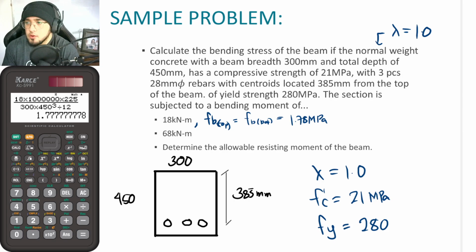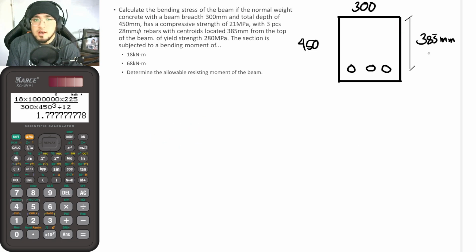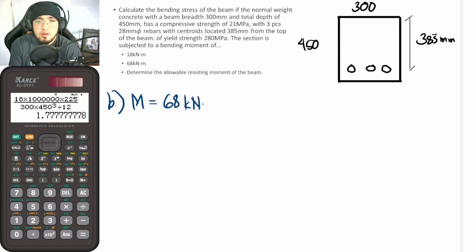Okay, so this is a continuation video from our last video. In this video, we would once again be calculating for the bending stress, but this time we would now be making use of this particular moment at the bottom or at the middle. So let us now solve for the actual bending stress of this particular beam if the moment is now 68 kilonewton meter.